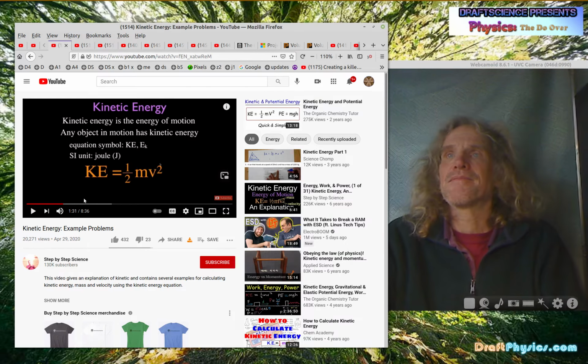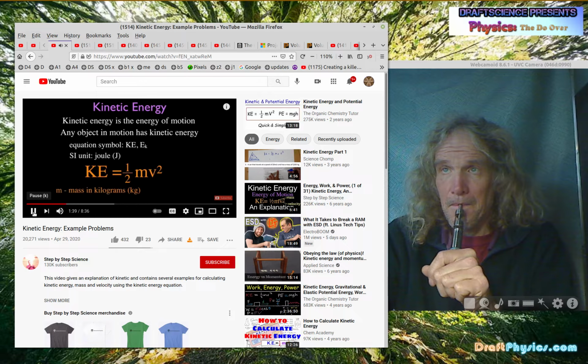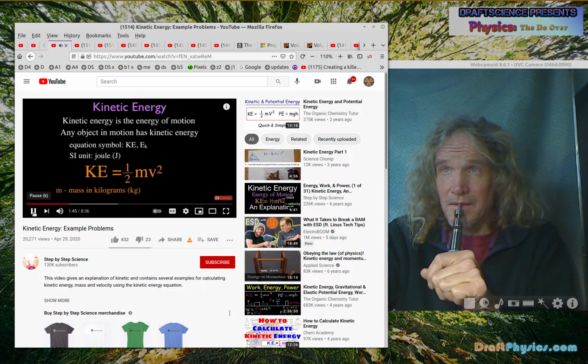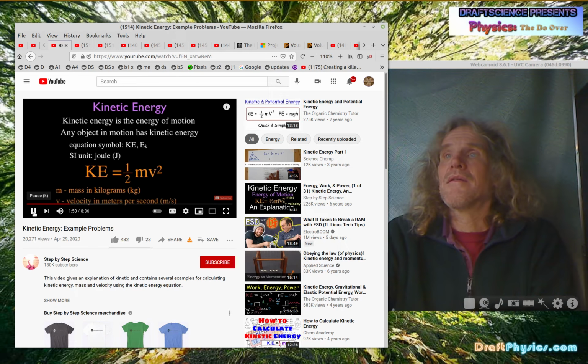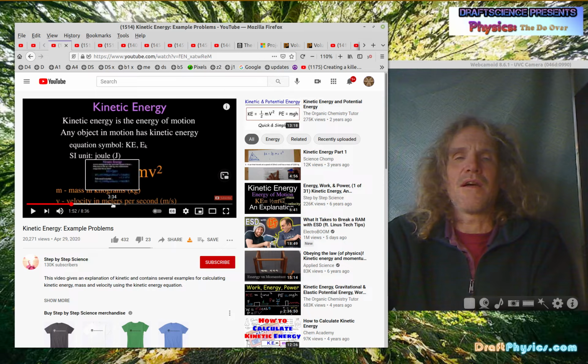It doesn't matter the order in which you do these things in your calculator. Remember, the mass must be in kilograms. M is for the mass. If it's given in grams, you have to convert first to kilograms. And don't forget, the velocity needs to be in meters per second. V is velocity. So 1,000 grams, and that's about a half a pound, right?